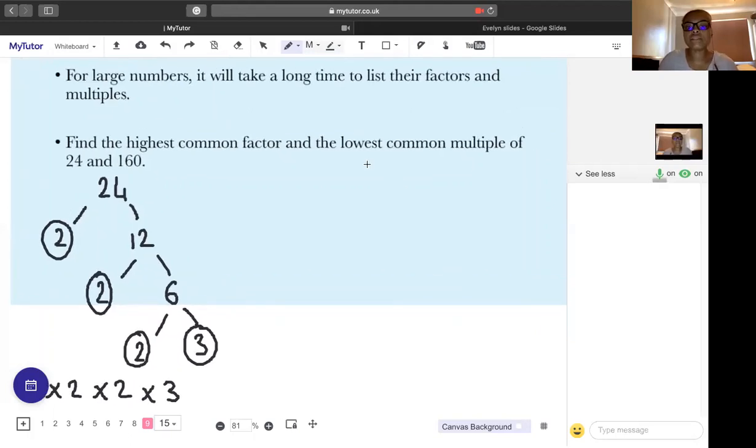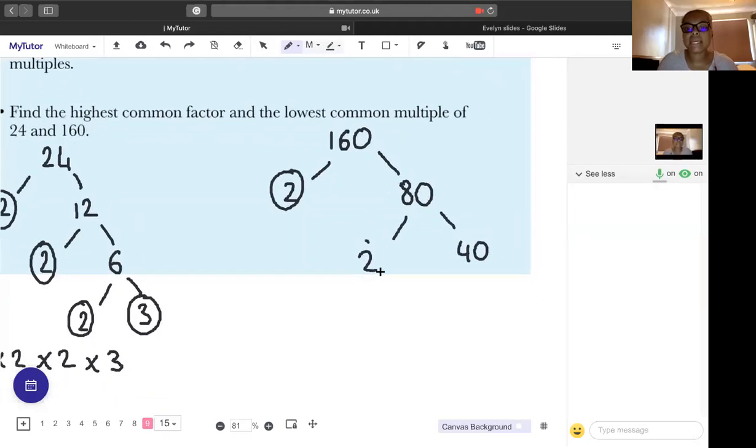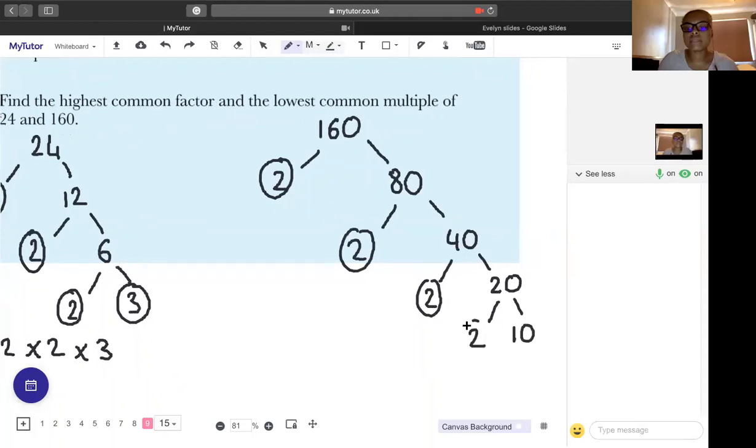Now, let's do exactly the same thing, but for 160. So we've got 160. 160 is an even number. Now 2 times 80 gives us 160. 2 is a prime number. 80 is an even number, so we can split this again using 2. 2 times 40 gives us 80. 2 times 20 gives us 40. 2 times 10 gives us 20.